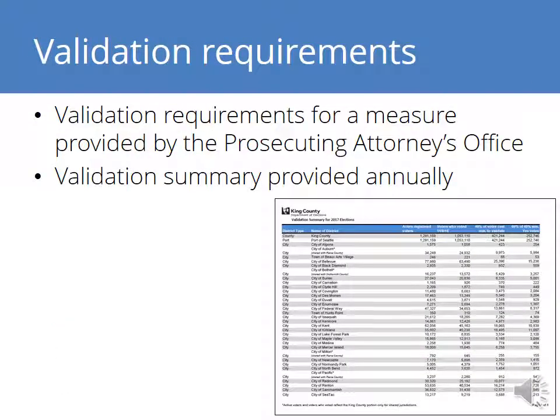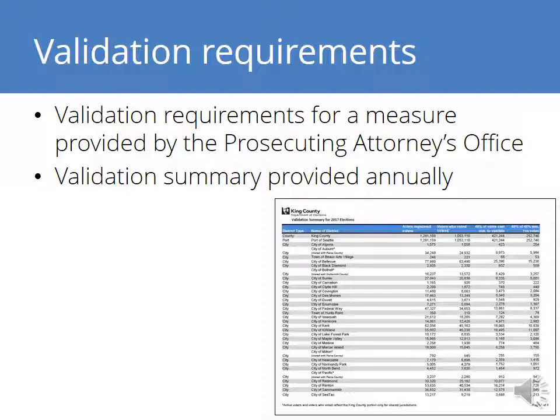Each measure can have different requirements to pass. The specific legal requirements are provided to King County Elections by the prosecuting attorney's office. The jurisdiction manual contains examples for bond and levy validations. Each year, King County Elections provides an updated validation summary report. This report is updated after the general election each year and is available on the King County Elections website.